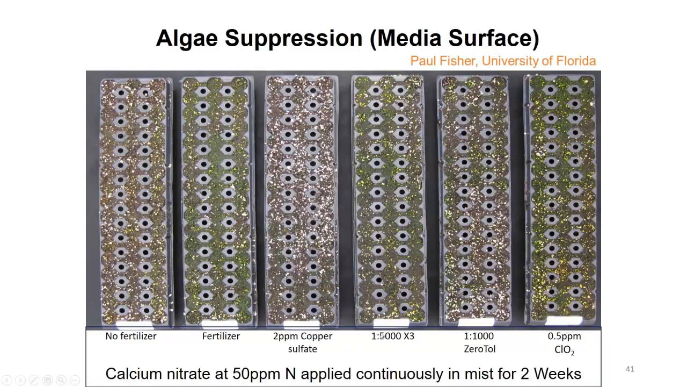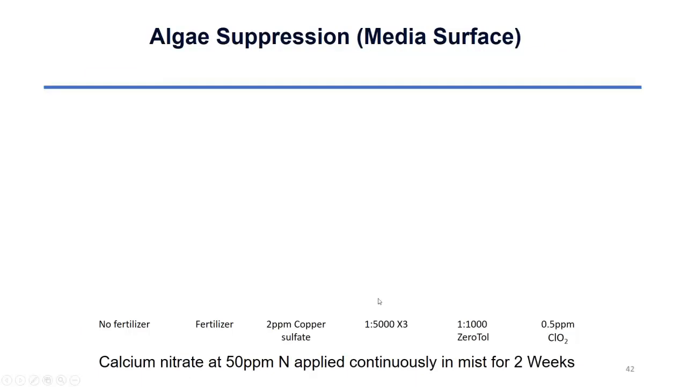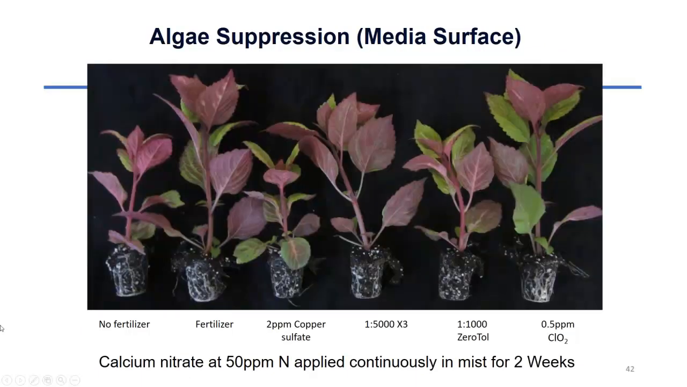We have products like Xylitol or X3. They're very similar products, but you can see X3 wasn't as good as Xylitol. Xylitol did reduce the algae. And then we have this last one, chlorine dioxide, that wasn't that effective at removing the algae. The interesting thing here is that the ones that were good at suppressing algae were also the ones where the plants, even though they didn't have visual injury, had a biomass that was much smaller.